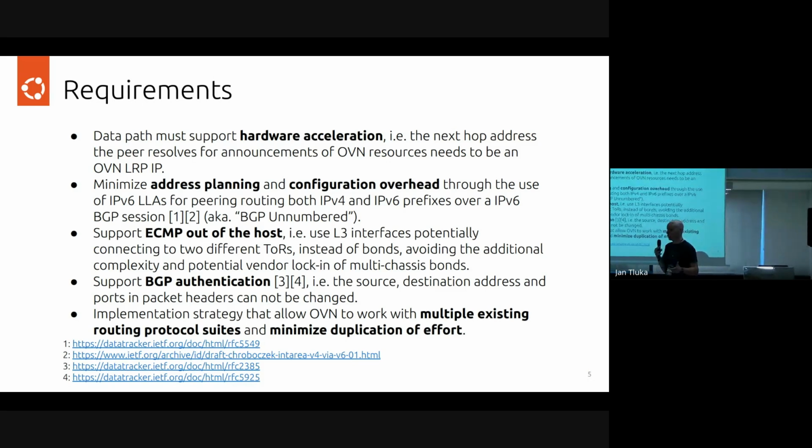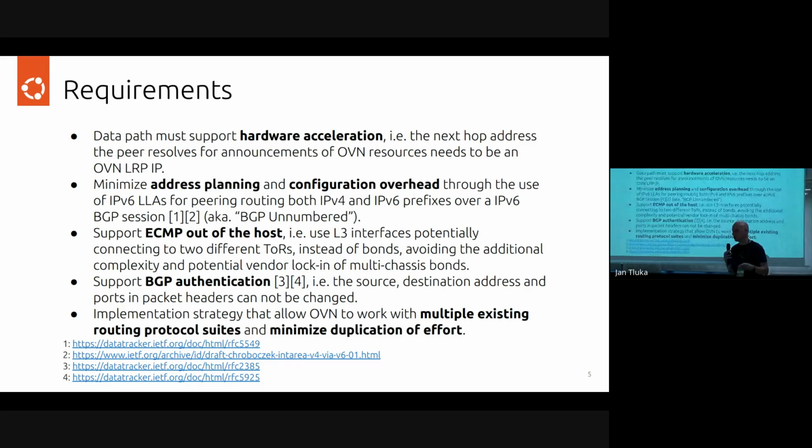We need to support BGP authentication, which works by hashing IP header information. And the consequence of that is that we can't use network address translation to get the control plane traffic to the BGP daemon. And we also want to integrate with multiple routing protocol suites and minimize duplication of effort.